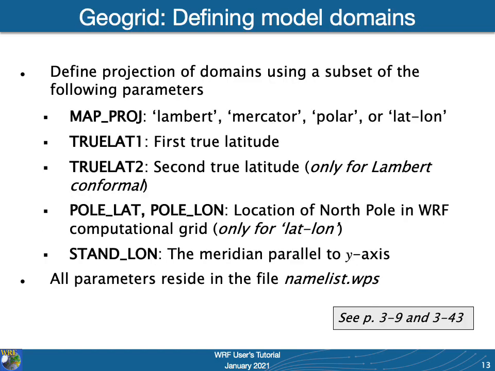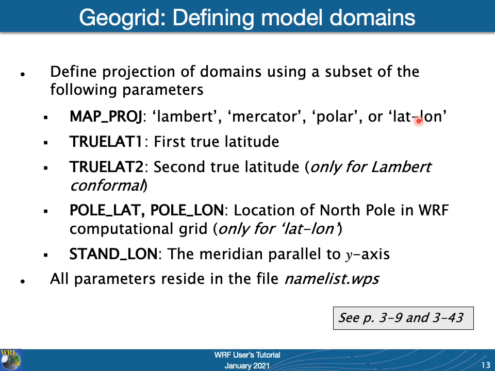So in describing a map projection to be used for our ARW simulation domain, there are a set of parameters that we need to define in the Geogrid program. And the first of these is called mapproj, and this is a character string that indicates which projection we intend to use. So one option is to set this parameter to Lambert to indicate a Lambert conformal projection, Mercator to indicate a Mercator projection, polar for polar stereographic, or lat-lon to indicate a regular latitude-longitude projection.